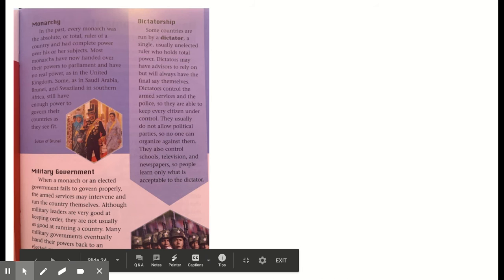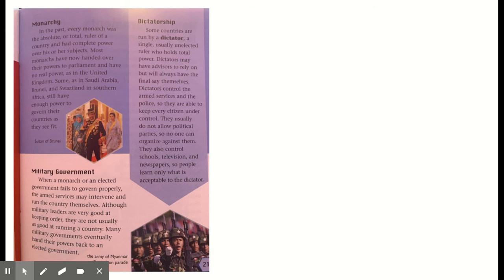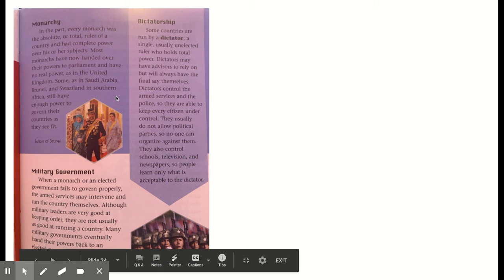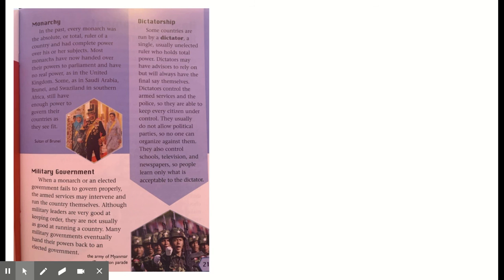Another alternative form of government is the monarchy. In the past, every monarch was an absolute or total ruler of the country and had complete power over his or her subjects. Most monarchs have now handed over their powers to parliament and have no real power, as in the United Kingdom. Some, such as Saudi Arabia, Brunei, and Swaziland in southern Africa, still have enough power to govern their countries as they see fit. And there you can see the Sultan of Brunei.